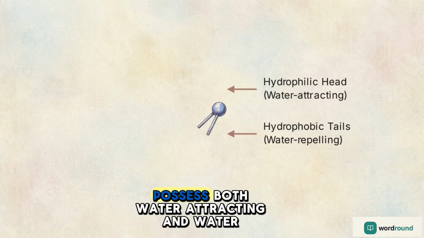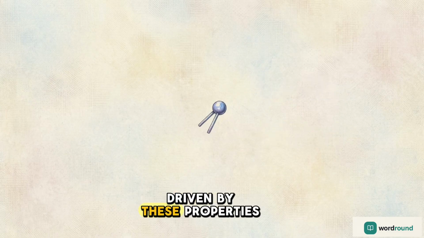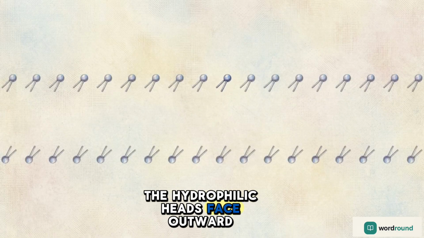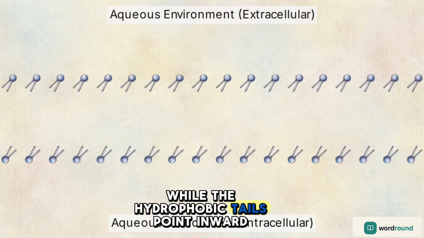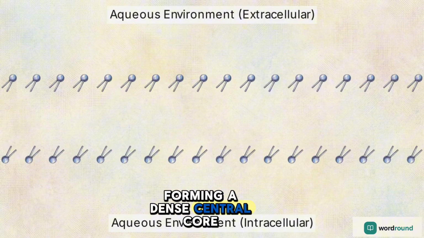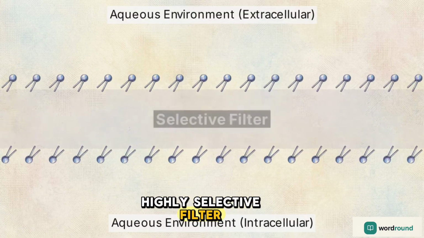Amphipathic molecules possess both water-attracting and water-repelling properties. Driven by these properties, the hydrophilic heads face outward to interact with the aqueous environment, while the hydrophobic tails point inward, forming a dense central core. This hydrophobic core acts as a highly selective filter.